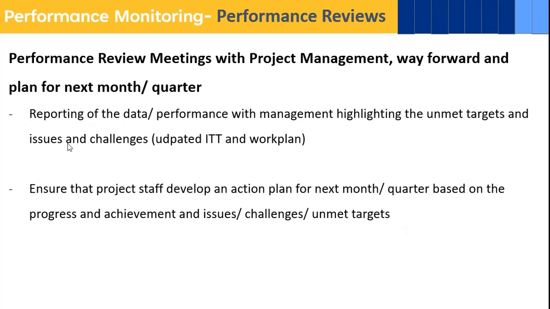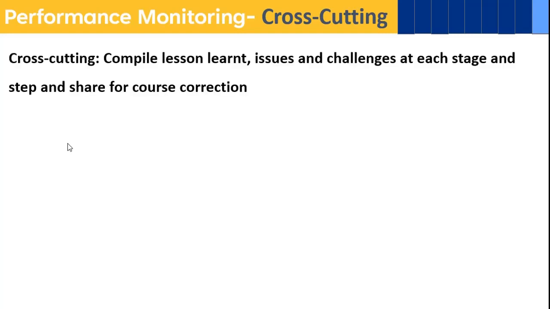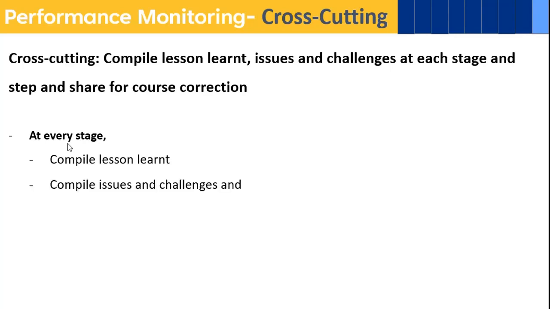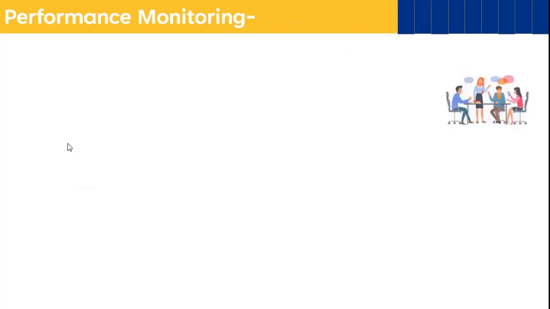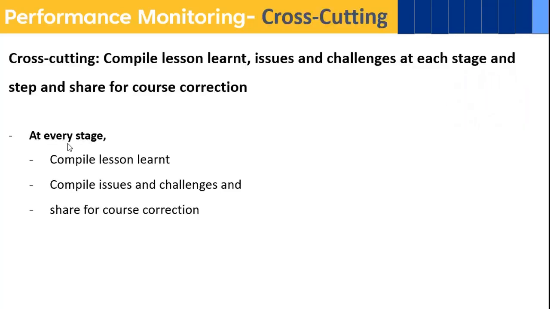So all this meeting should be recorded and there should be an action plan for the next month or next quarter in which there should be two areas: weak areas of the previous quarter that need improvement, and good areas of the previous quarter that need further work to continue and to scale up. So these are the performance reviews. Then the cross cutting, as I already told you, that at every stage you should compare lessons learned, issues, challenges, and share them for course correction.